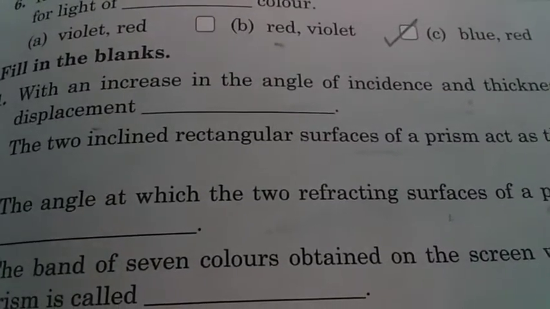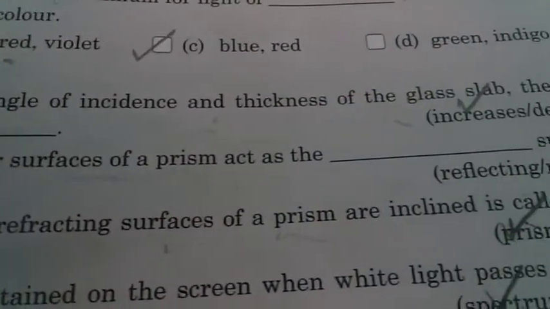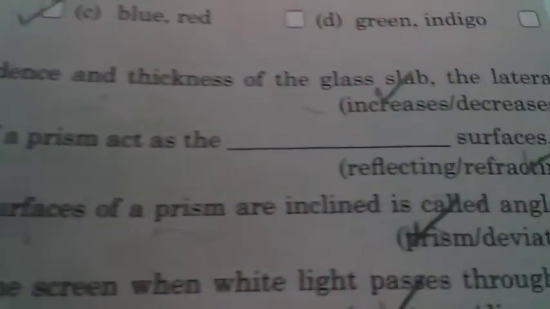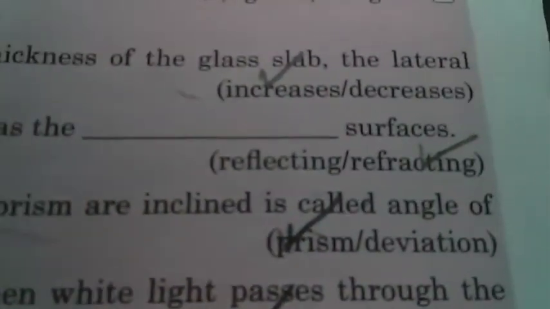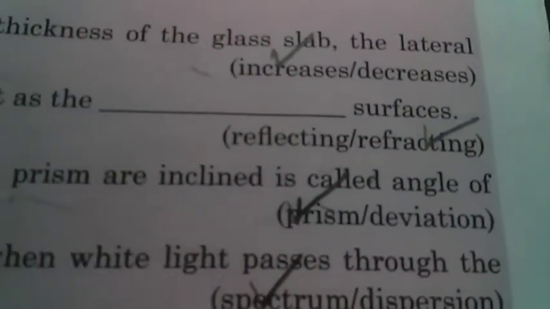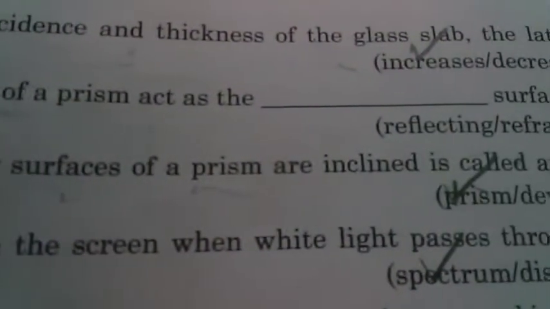Fill in the blanks. With an increase in the angle of incidence and thickness of the glass slab, the lateral displacement increases. The two inclined rectangular surfaces of a prism act as the refracting surfaces. The angle at which the two refracting surfaces of a prism are inclined is called the angle of prism. The band of 7 colors obtained on the screen when white light passes through the prism is called spectrum.